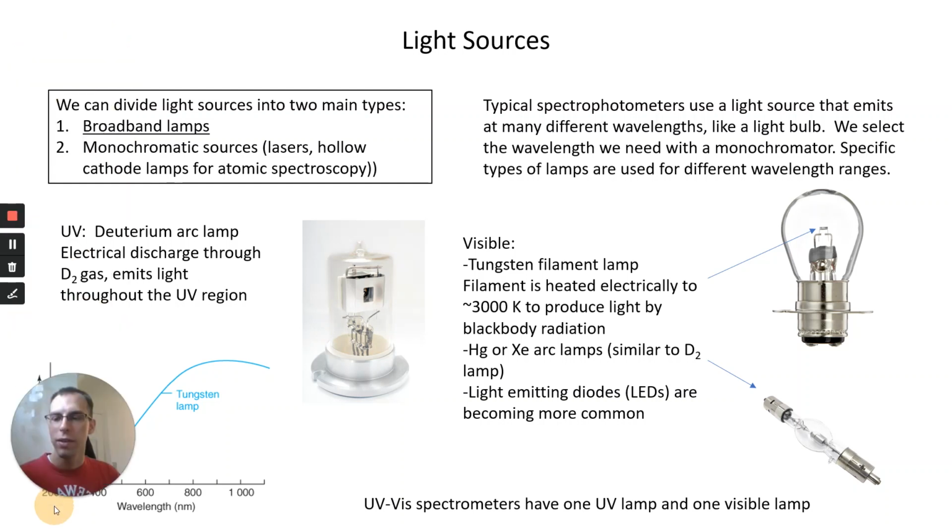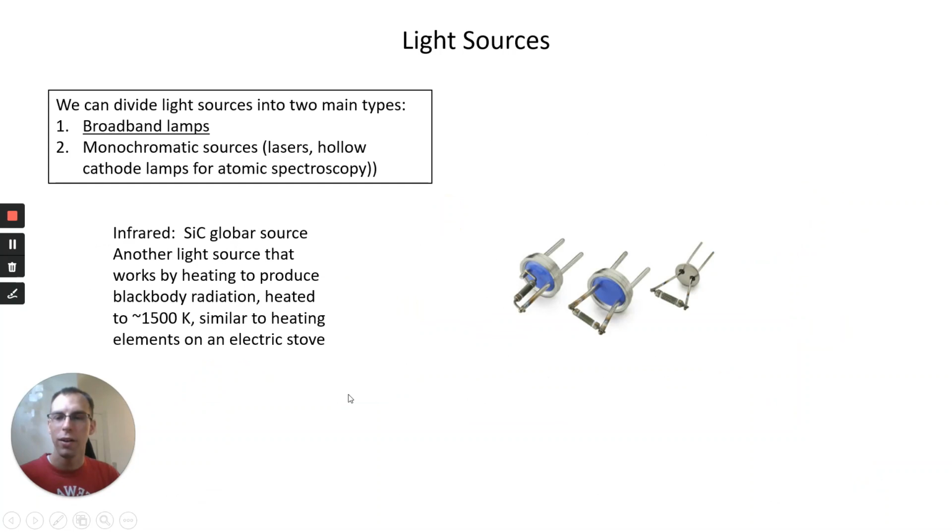Okay, so one other wavelength range we need broadband sources for is infrared. The most common thing here is to use something similar to a tungsten filament lamp, just not as hot. The industry standard is what's called a glow bar. It's made out of silicon carbide, and this is basically like the heating elements you have on an electric stove. So you heat it up and it glows very bright in the infrared, and then you can use that light. Again, for infrared, it's typically not a monochromator that's used, but we'll discuss how we differentiate the different wavelengths of light instead.